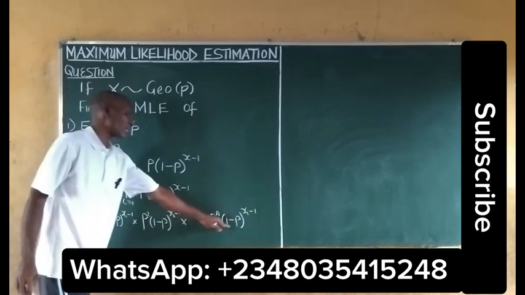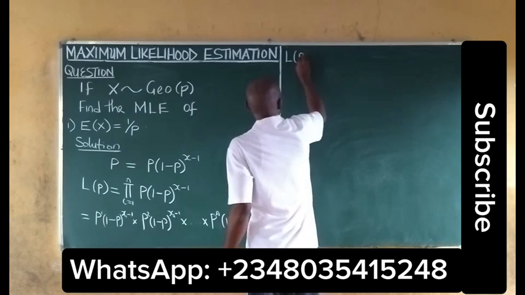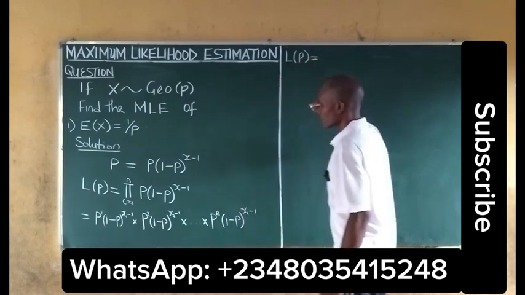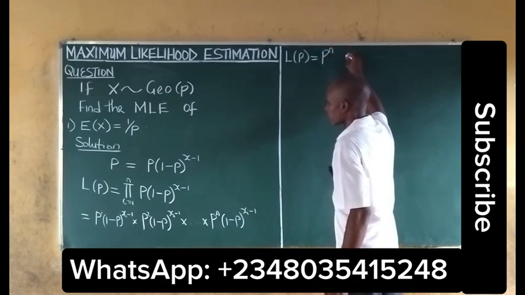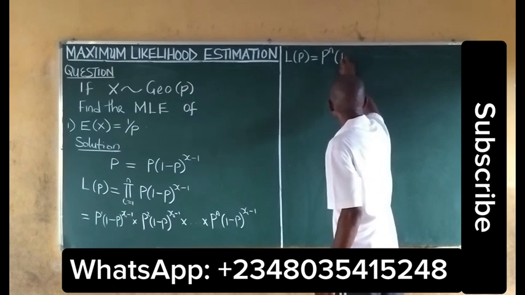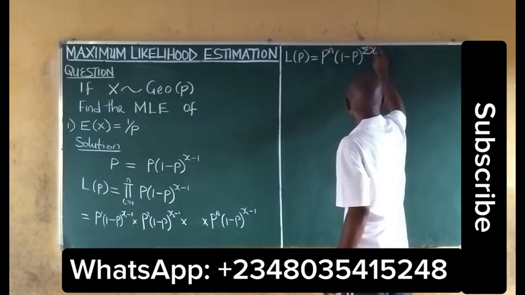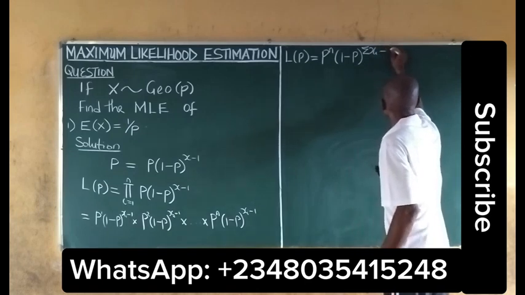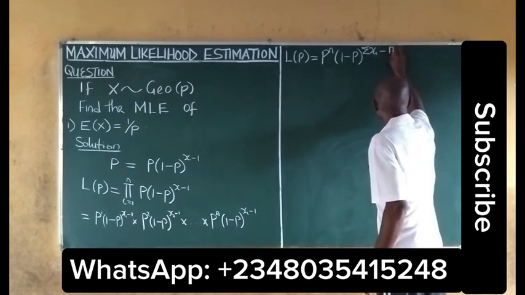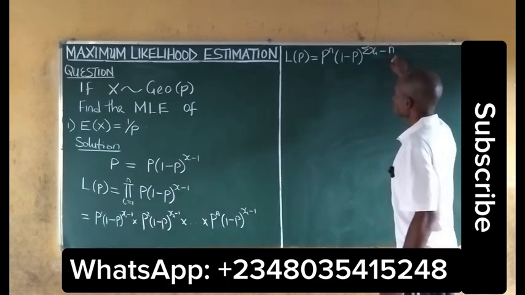If we group these together, we'll get our likelihood function of p to be equal to p raised to the power of n into (1 minus p) raised to the power of summation xi minus n, because if we sum the whole of this, it will give us summation xi minus n. If you also sum a constant, you get n. So this is what we get.